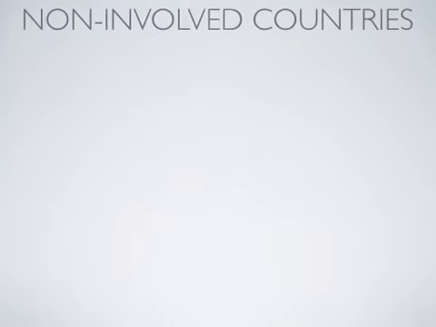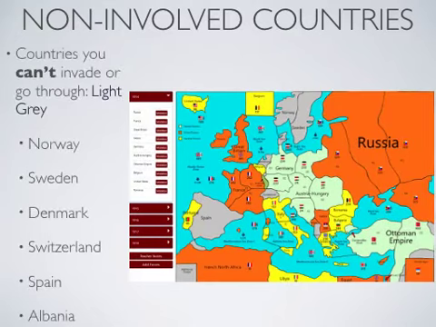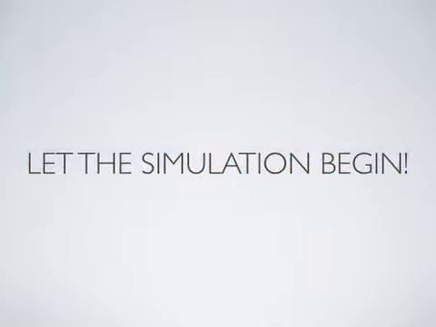There are several non-involved countries. These would be the countries that are colored gray. Norway, Sweden, Denmark, Switzerland, Spain, and Albania cannot be invaded or taken over or used in any way. Now we are ready to start the simulation.